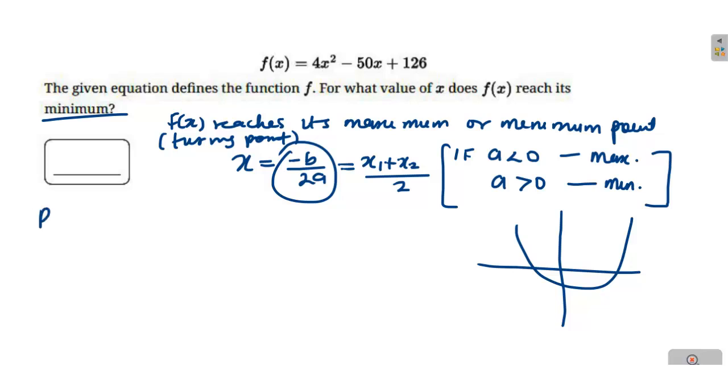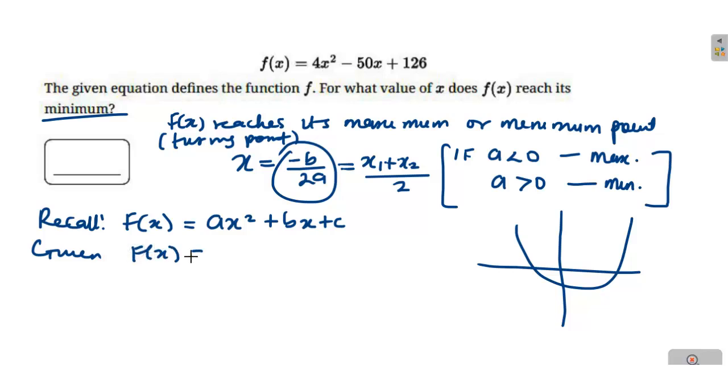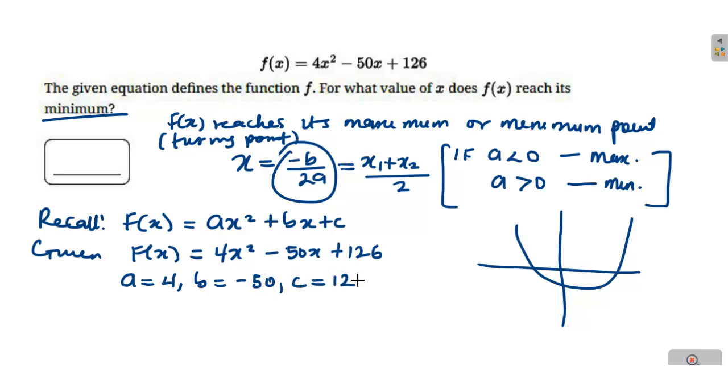So all you need to do is to recall the general quadratic function, which is f of x is ax squared plus bx plus c, and we are given that f of x is equal to 4x squared minus 50x plus 126. So a is 4, if we compare, b is minus 50, and c is 126.